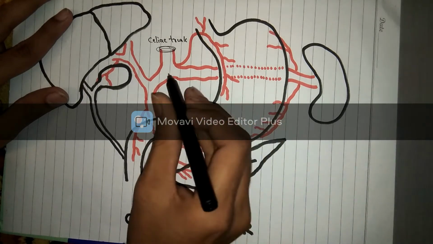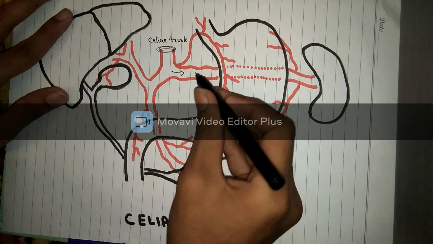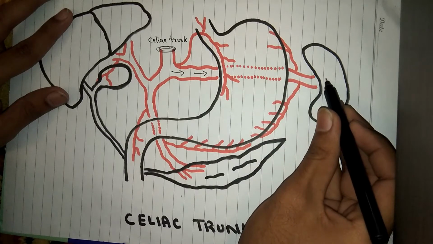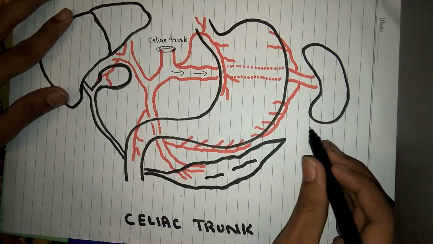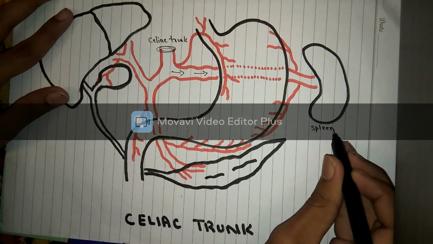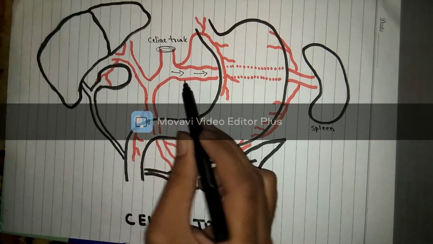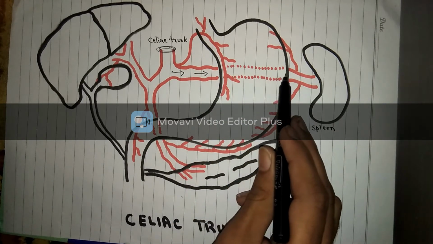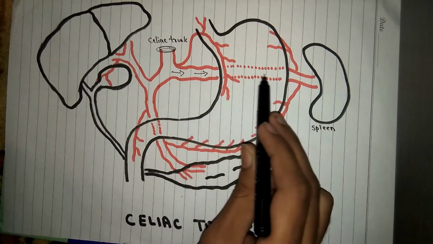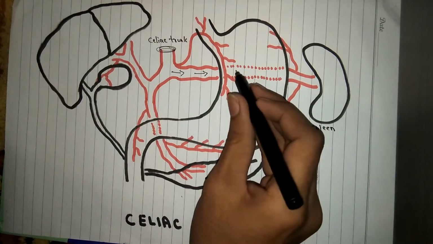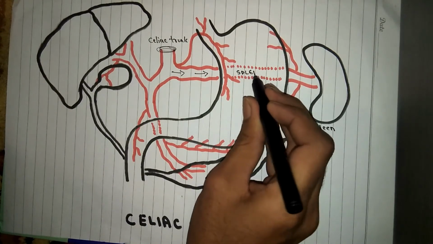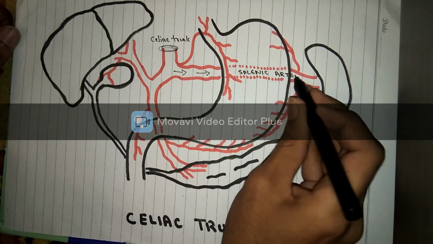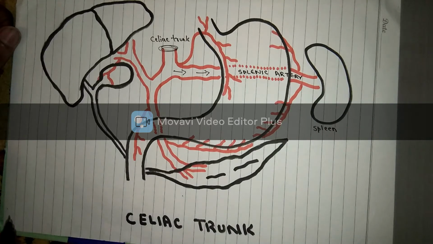So let's look at this branch arising from the celiac trunk. It is directly going into the organ present right here, and this, my friends, is the spleen. A direct branch arising from the celiac trunk is going from the posterior side of the stomach into the spleen. This branch of the celiac trunk will be known as the splenic artery, which is supplying the spleen.